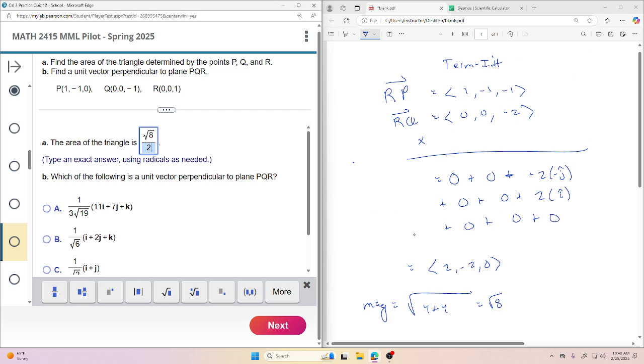Whatever you got here, that's the parallelogram. And then you just cut it in half for the triangle. So again, that's the same formula for parallelogram, right? If they say parallelogram, you already did it.